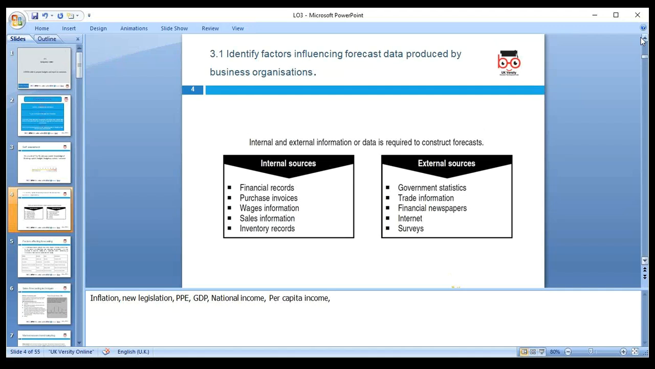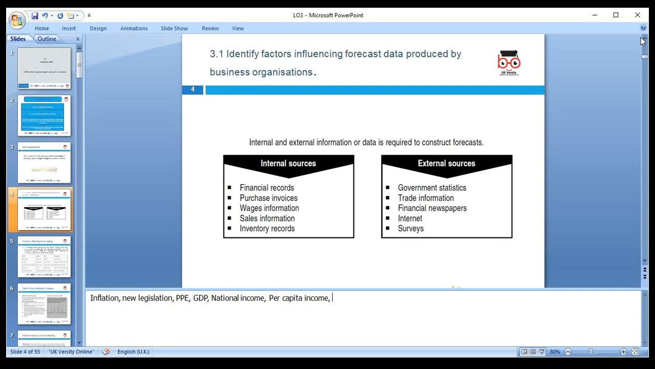So first we will go through identifying the influences on the forecast data produced by the business organization. Data means raw facts and raw information. Sources of data can be internal, which is financial records, purchase invoices, wage information, and external, such as government statistics and trade information. So we can look at inflation, new legislation, per capita income, and we can forecast for the future based on this.